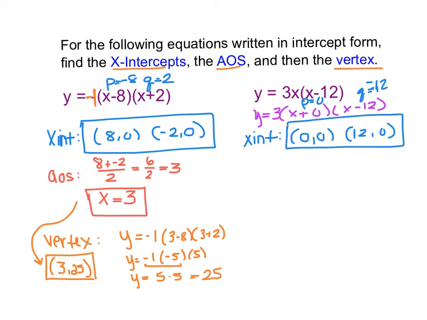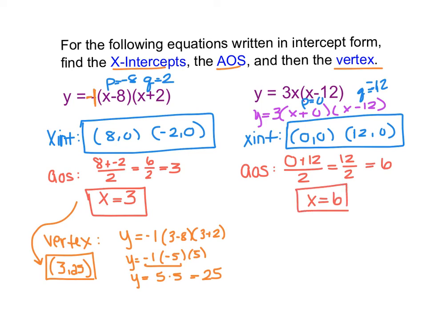And then remember, our axis of symmetry, we can find two ways. We can either sketch it out and look for the middle number between 0 and 12, or we can simply find the average. We take 0 plus 12, so we take our two numbers, add them together, and then divide by 2. So I'd have 12 over 2, which is 6. So my axis of symmetry is x is equal to 6. And that makes sense. That's right between 0 and 12. That would be the middle of those two intercepts.